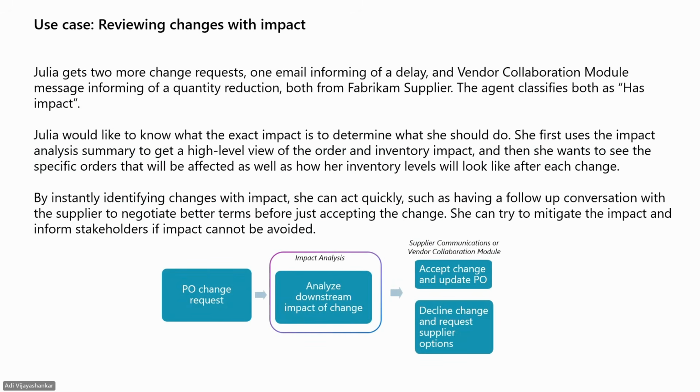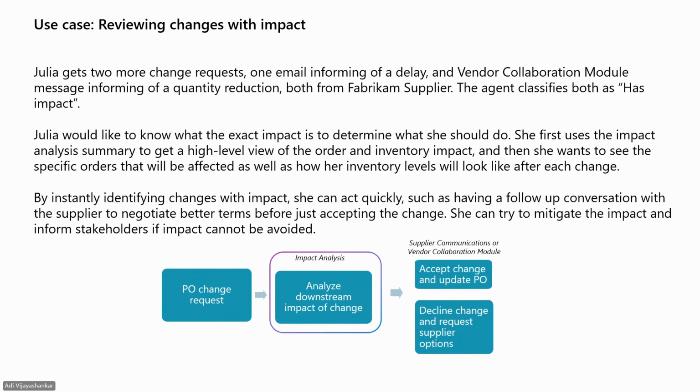So now let's look at when changes do have a downstream impact and how this new feature helps purchasers handle those change requests. So Julia gets 2 more change requests, one email informing of a delay and a vendor collaboration module message informing of a quantity reduction, both from Fabricant supplier, and the agent classifies both as has impact. So Julia would now like to know what the exact impact is to determine what she should do. So she first uses the impact analysis summary to get a high-level view of the order and inventory impact, if there is one. And then she wants to see specific orders that will be affected, as well as how her inventory levels will look after the change.